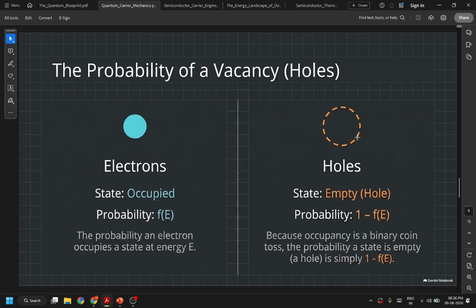Now, so we studied the probability of electrons. Now, what about the probability of holes or vacancies? Electron means the state is occupied, but hole means the state is empty. So if the probability of occupation is given by f of E, then the probability of empty is given by 1 minus f of E, because occupancy is a binary coin toss. Either the state is occupied or it is empty. Hence, the probability will just be 1 minus f of E.